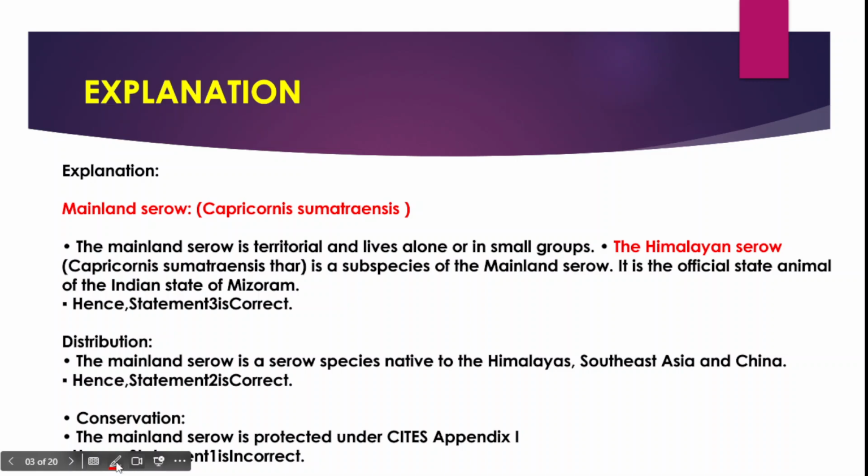If you look into the explanation part of this question, this mainland serow is a territorial species. It lives either alone or in small groups with other serow. It also has one subspecies, which is the Himalayan serow. This Himalayan serow is the official state animal of the Indian state of Mizoram, so the third statement is absolutely correct. And mainland serow is native to the Himalayas, Southeast Asia and China.